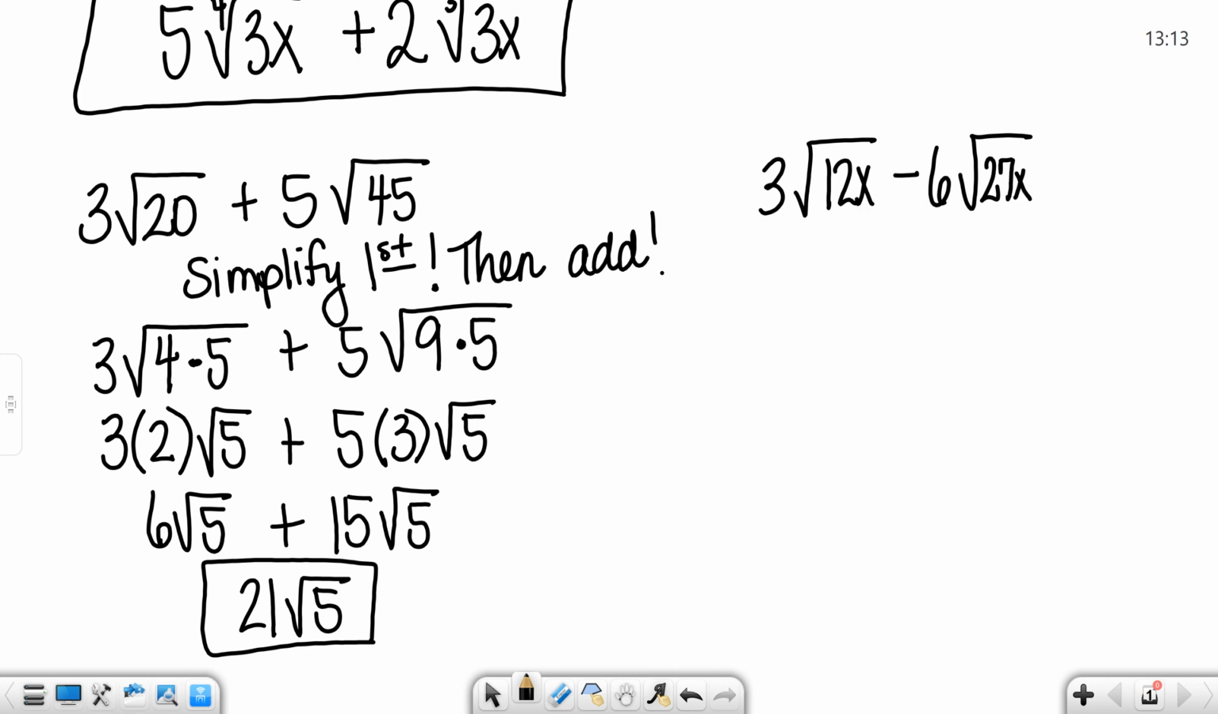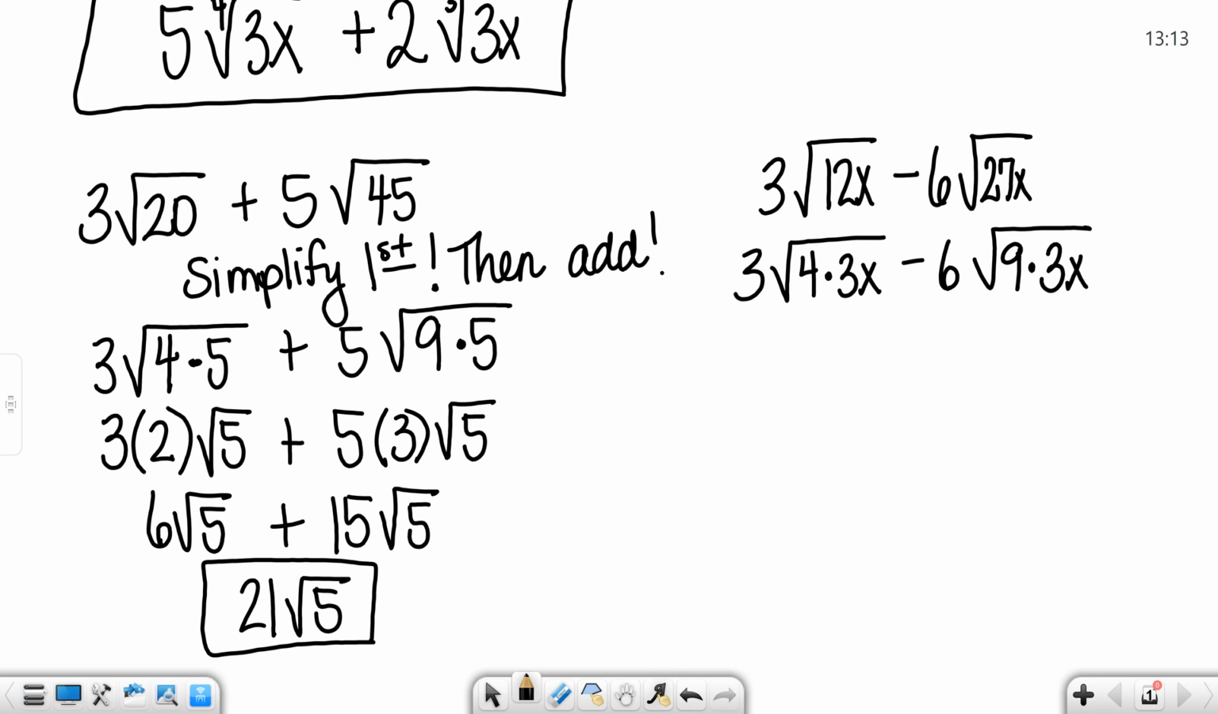Okay, so 3 on the square root of 12x minus 6 on the square root of 27x. Again, these are not like terms, right? Because we have the 12x and the 27x. So I'm going to simplify first again. This would be 4 times 3x. 27, I would think of that as 9 times 3x.